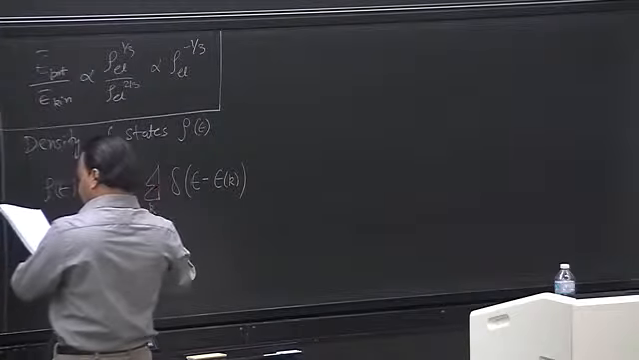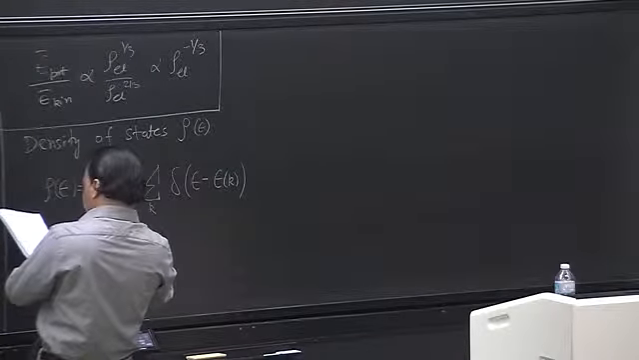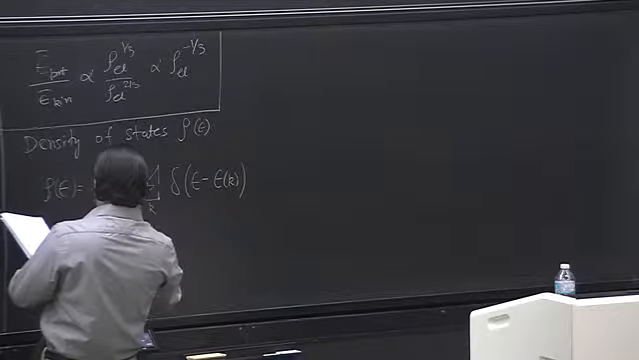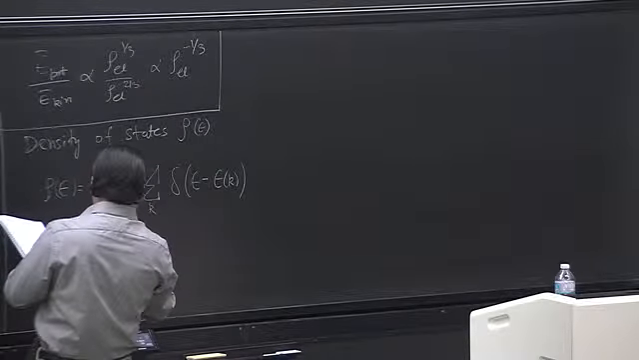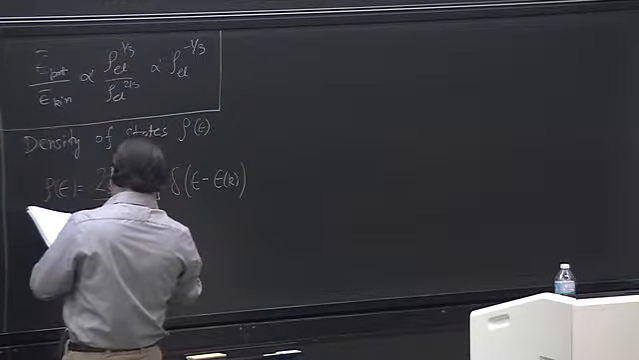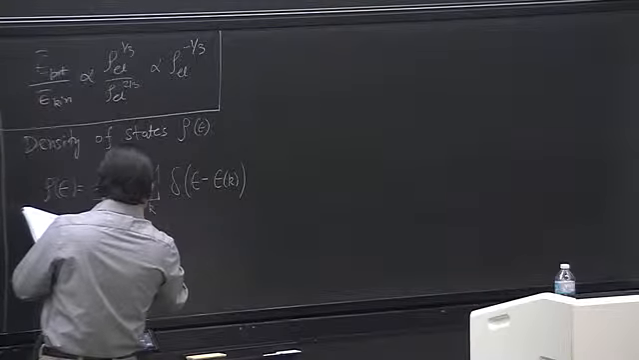You can write this as an integral over momentum. Then you will have 2 for spin. You can integrate over the whole Brillouin zone, the first Brillouin zone, and you'll have an integral in momentum over 2 pi cubed.